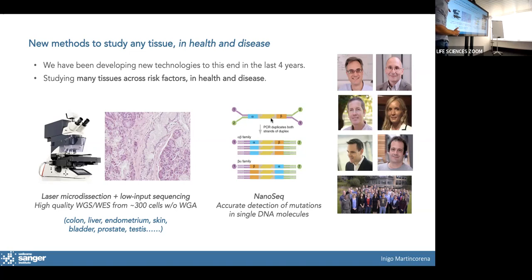laser microdissection followed by low input whole genome sequencing. The idea is to avoid single cell sequencing, because for DNA, single cell sequencing is too noisy. It introduces more errors than real somatic mutations. So unfortunately, today we can't rely on single cell sequencing. Instead, what we did was reduce the amount of DNA that you need to generate the whole genome down to about 300 cells, avoiding whole genome amplification, and couple that with laser microdissection so that you can now sit in the computer and select different areas of tissue and get their genome, essentially. We have applied this technology now in many tissues, in colon, liver, and endometrium, and several others. I think I have some slides next on some of them.